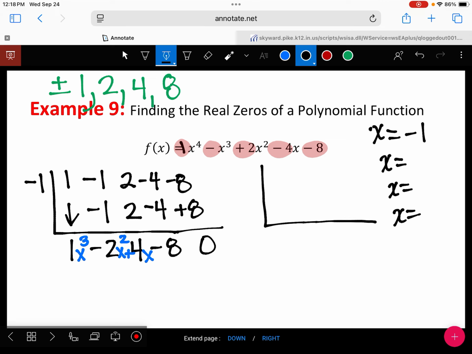synthetic division, now my top row is 1, negative 2, positive 4, and negative 8. So I have a 1, a negative 2, positive 4, negative 8. You don't keep using the same 5 numbers because you're trying to get it down to 3. Every time you find a number, we knock off a term. So we already tried 1 and negative 1. What are we going to try next? 2. Let's try 2.